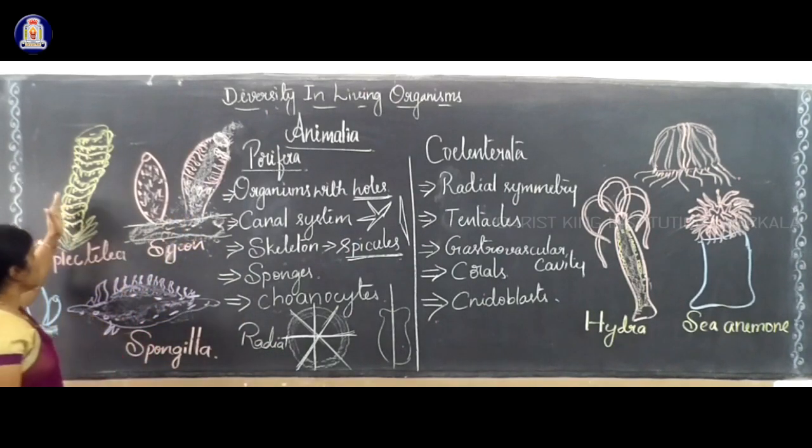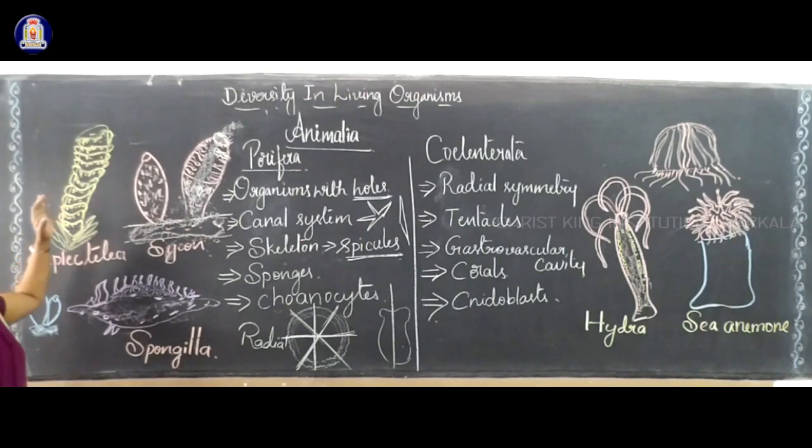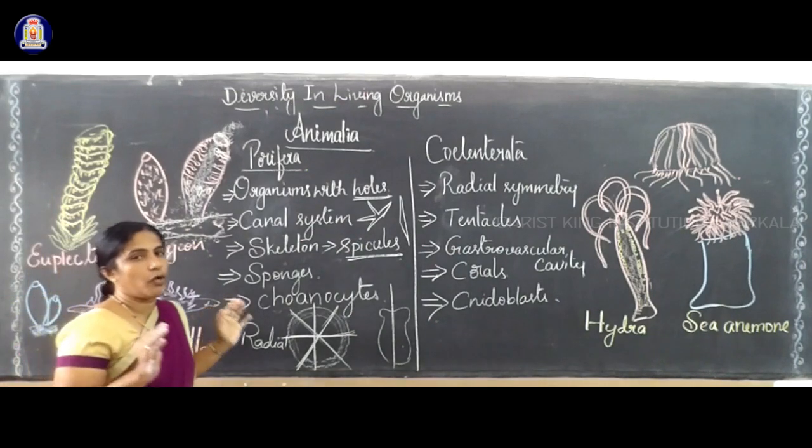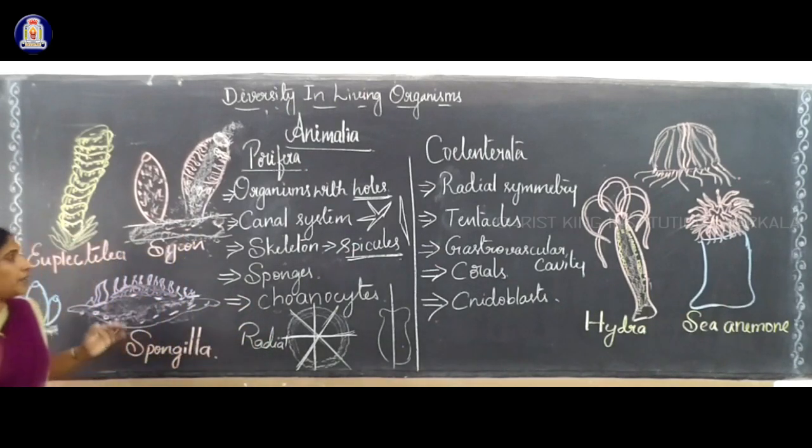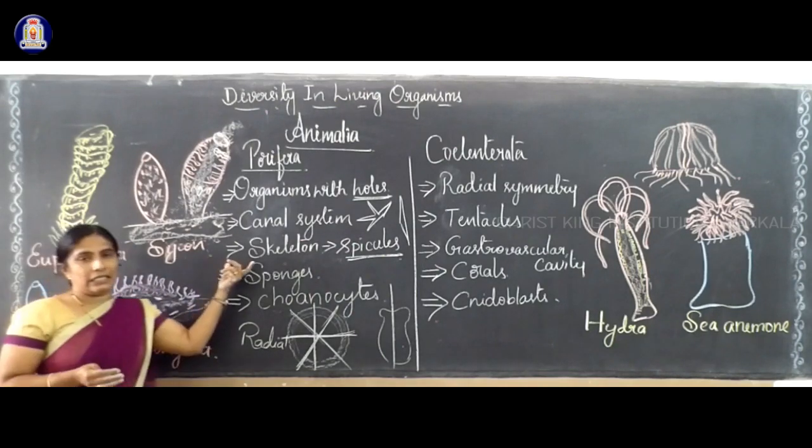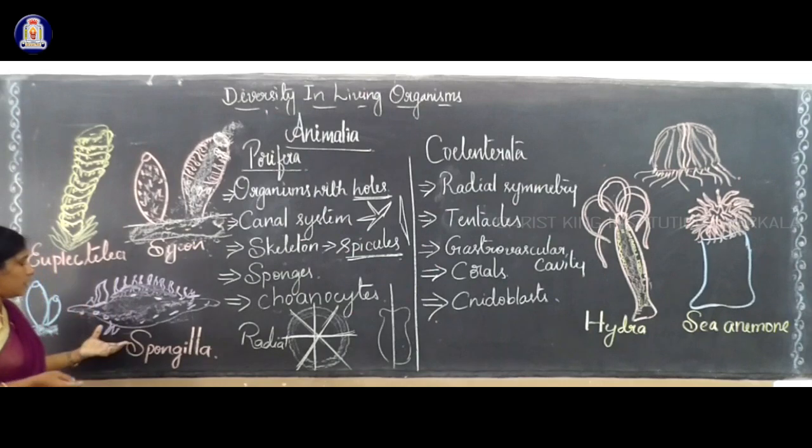So next one, Euplectella, the Venus flower basket. It looks beautiful. If you observe organisms in marine water, there are different colors, and some are very beautiful, with a skeleton that is called calcium carbonate deposition.